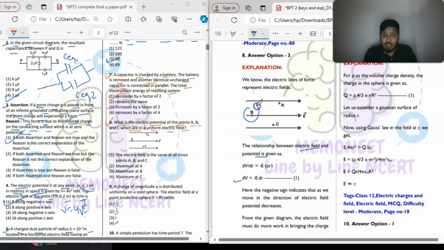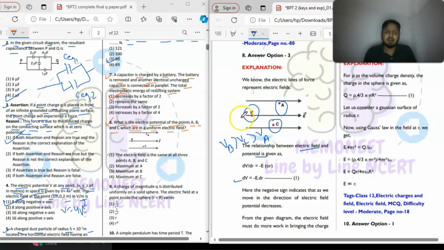This one, at the higher potential, means the potential is less than this one, and this one has the potential less than this one. Means the potential of B is greater, and after that the potential of C is greater, and after that the potential of A is greater, right?